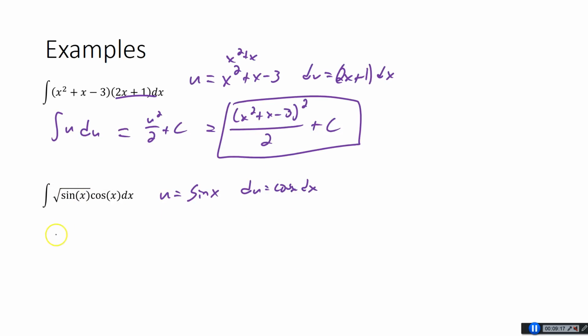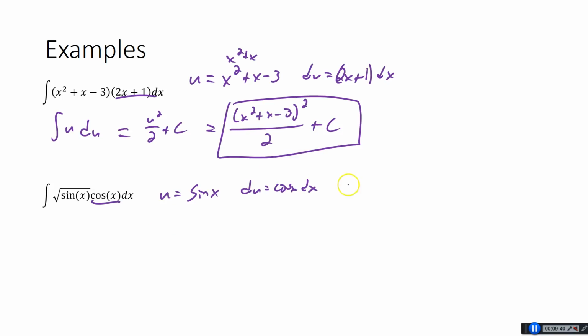Some common mistakes people make. Sometimes people say that u is the square root of sine x. But then for your du, you're going to have to use the chain rule. It'd be 1/2 sine x to the negative 1/2 times cosine x. I don't have the 1/2 and the negative 1/2 here. That's not going to work well. But if I just do u equals sine x, then I have my du right next door in cosine x.